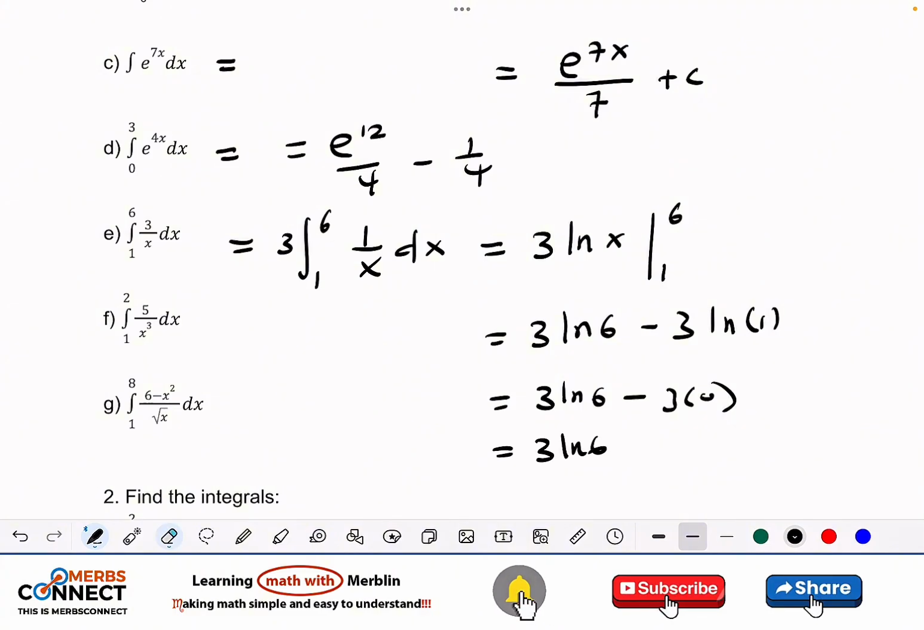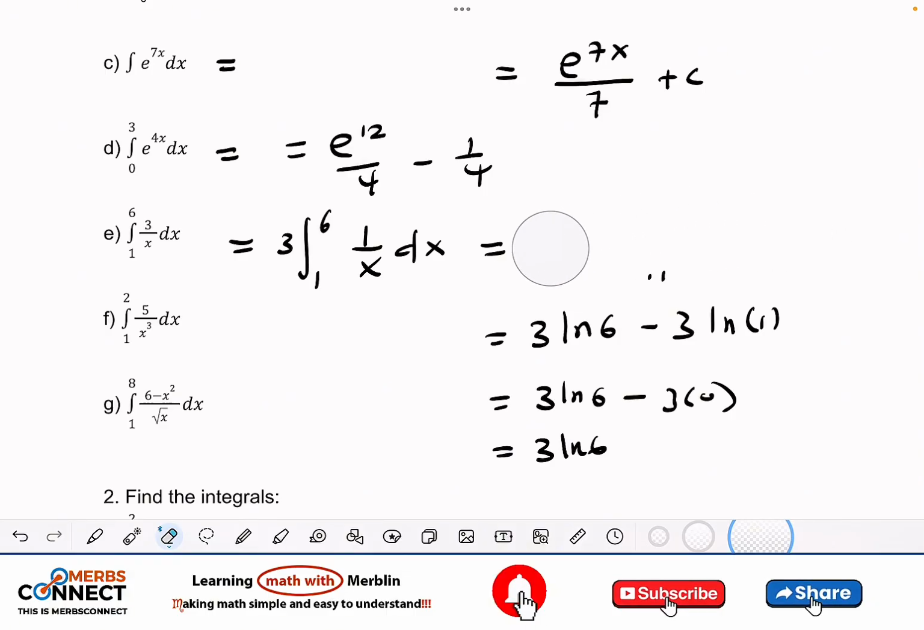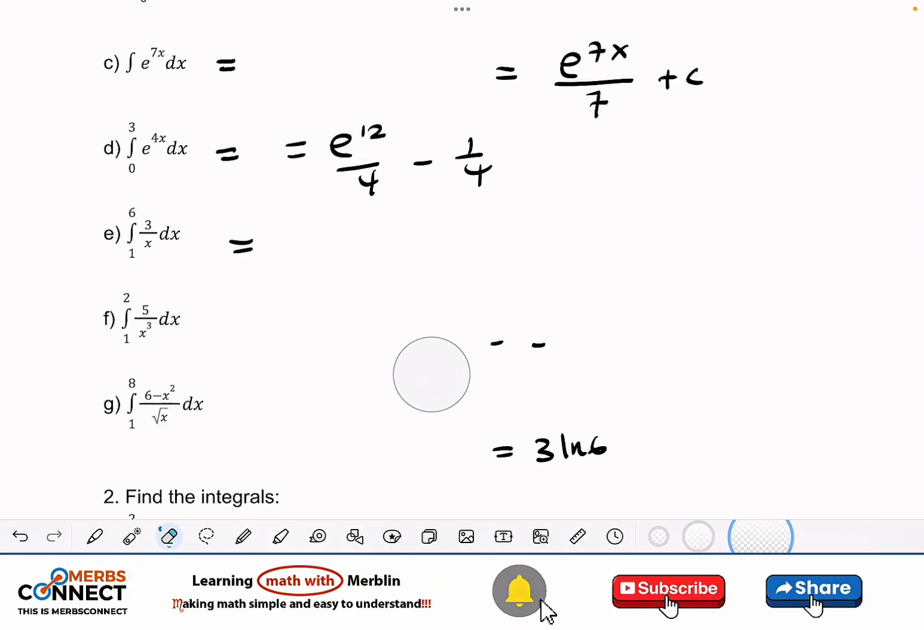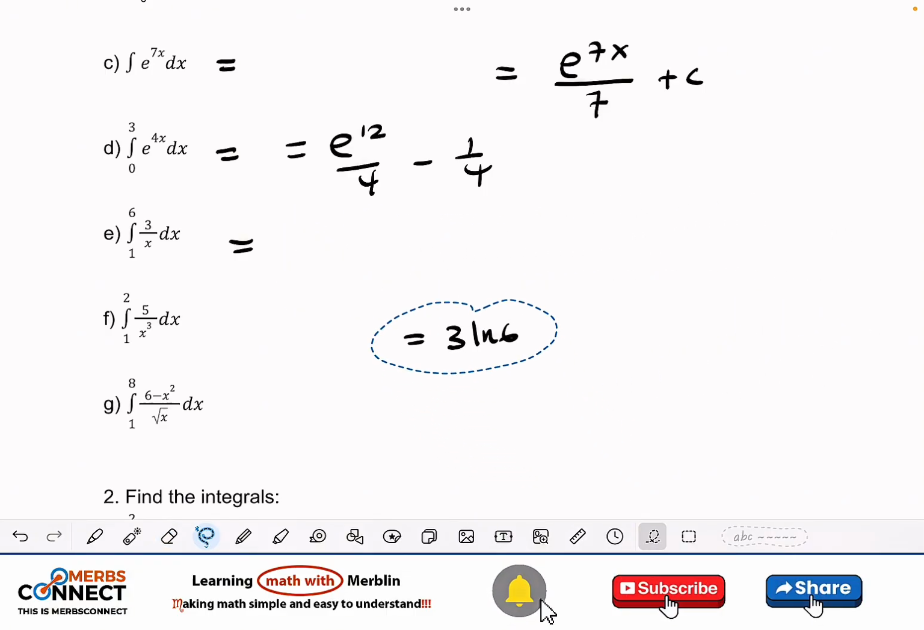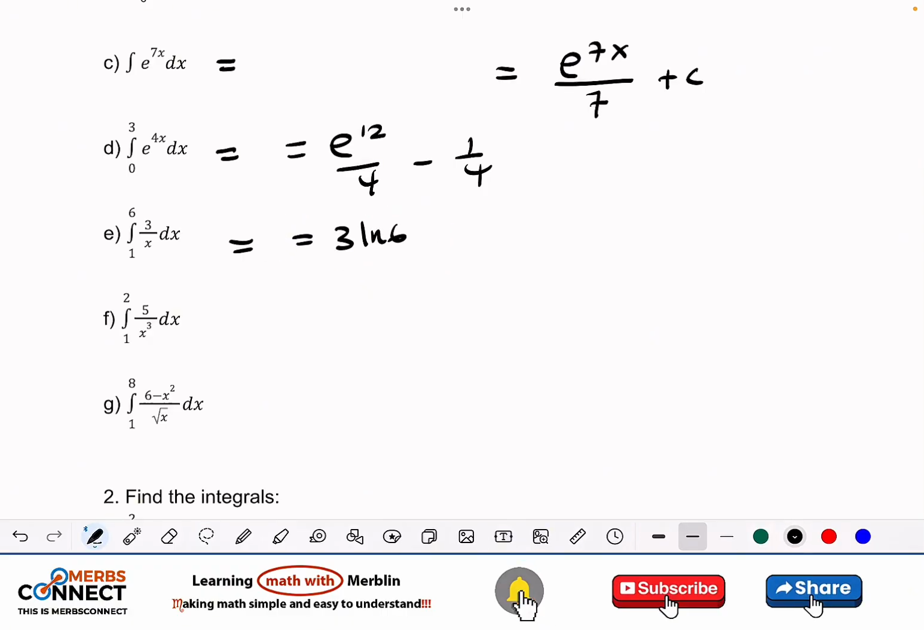So this is what I'm going to get for the E. Now let's look at F.